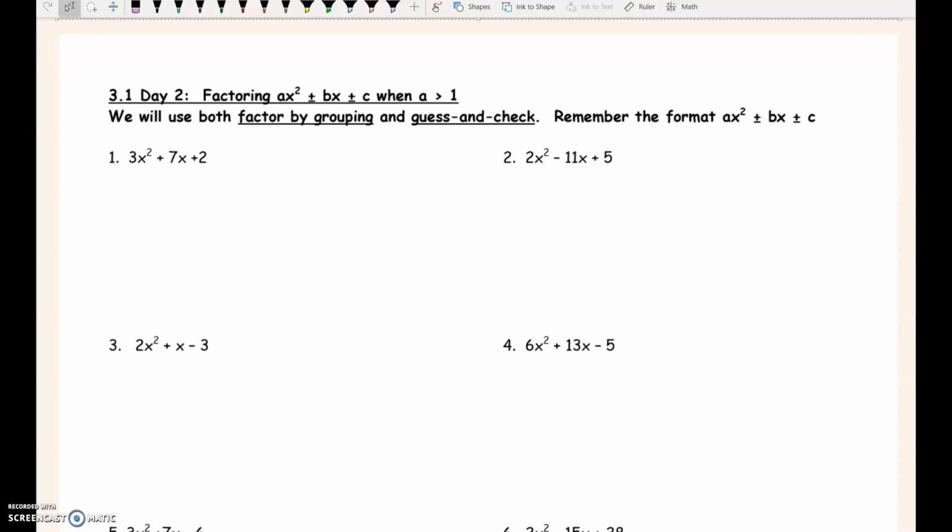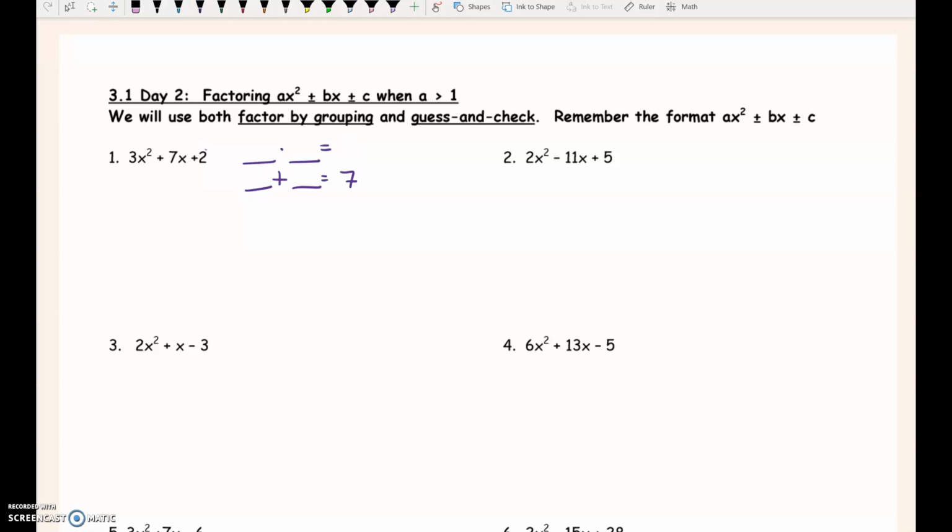Yesterday, when we graphed, we looked at trying to find two numbers that multiplied to give us this last number 2 and added to give us the middle number 7. But that was when there wasn't a number in front of the x squared. If we tried this right now, the only numbers that multiply to give us 2 are 1 and 2. And 1 plus 2 can't give us 7. So this is not going to work.